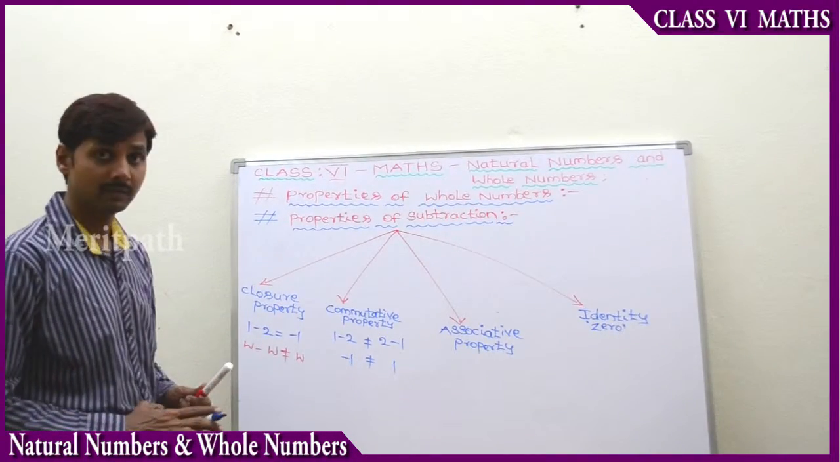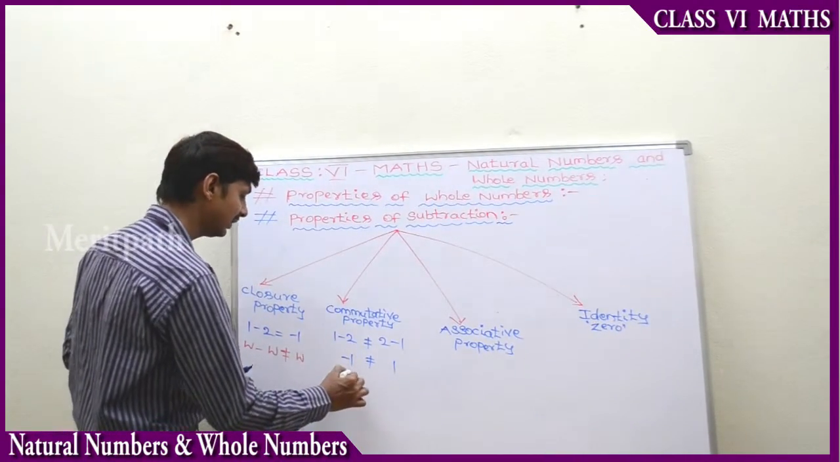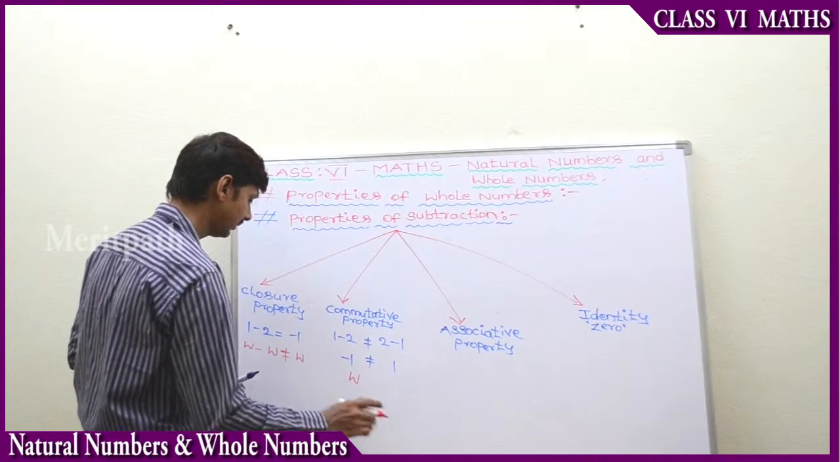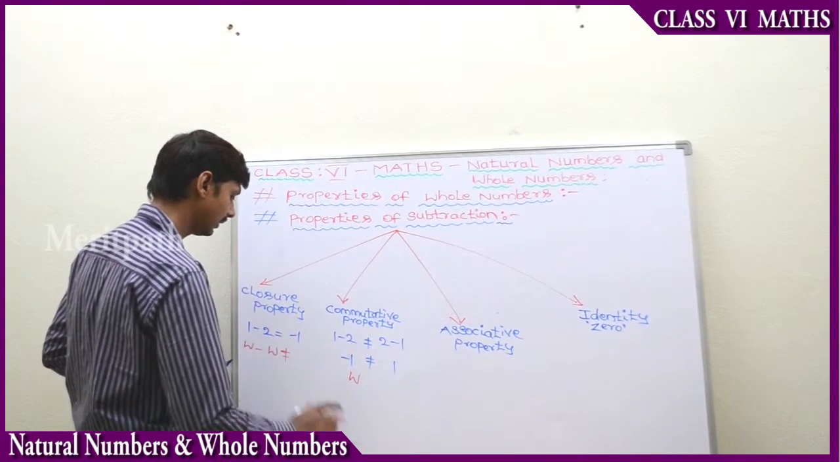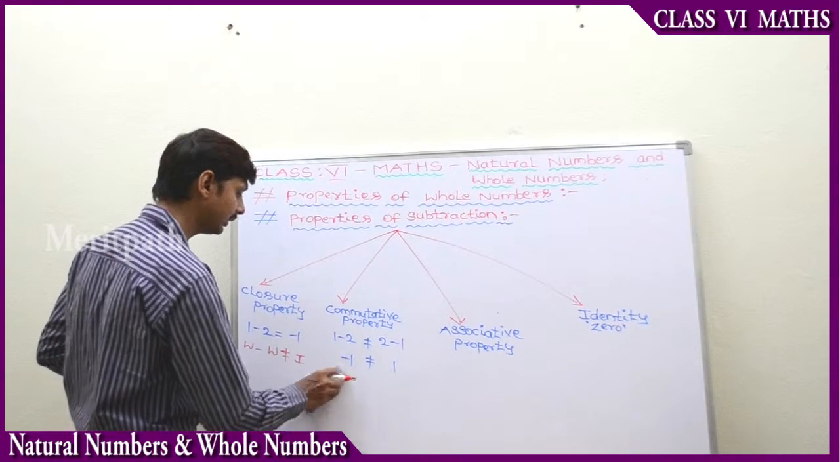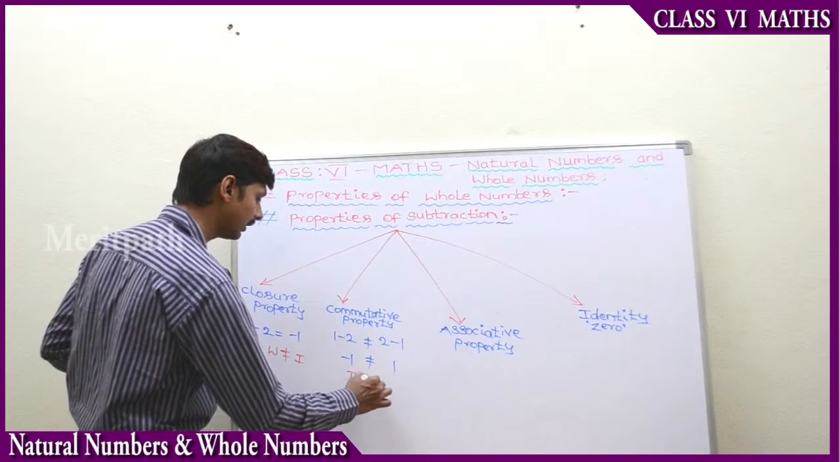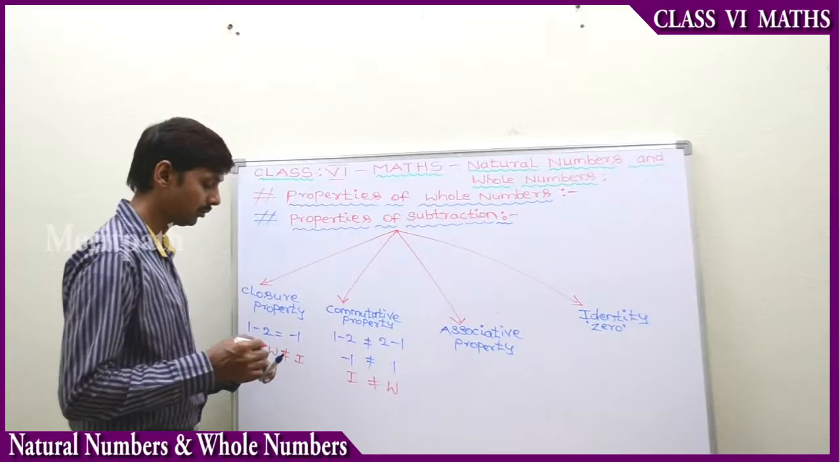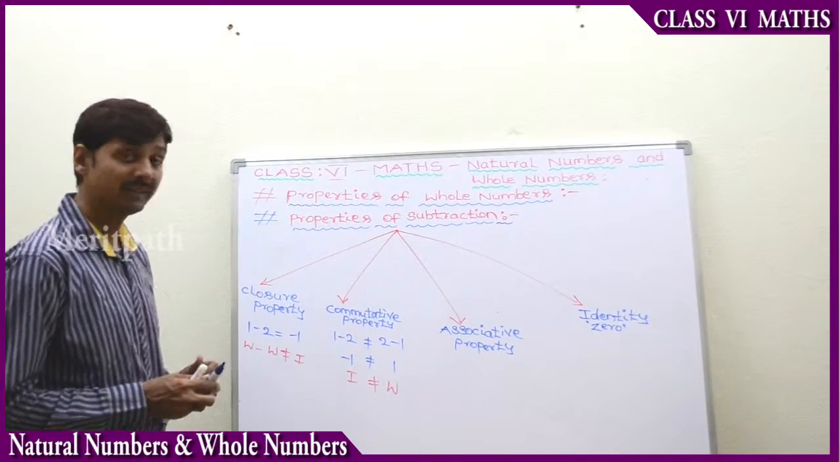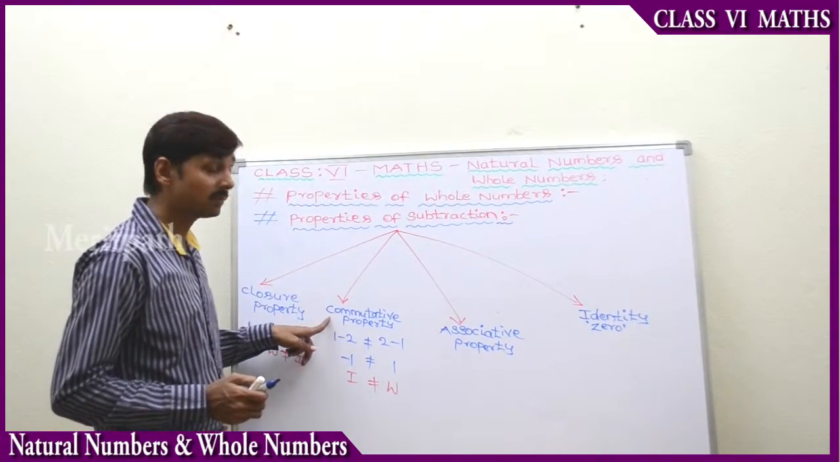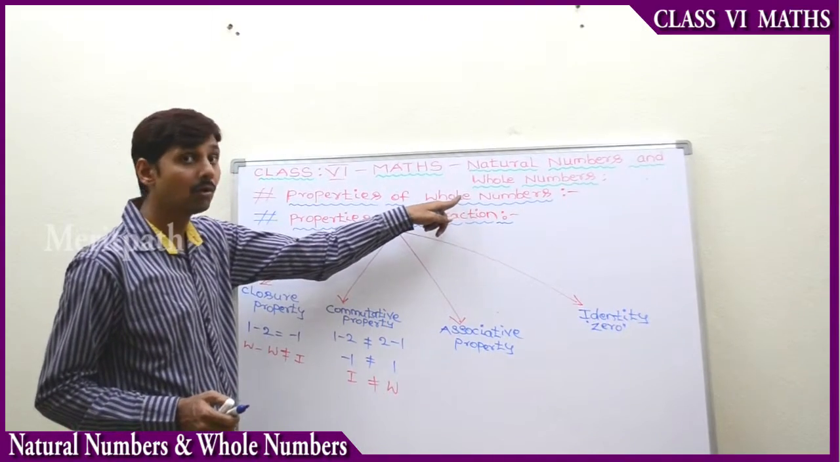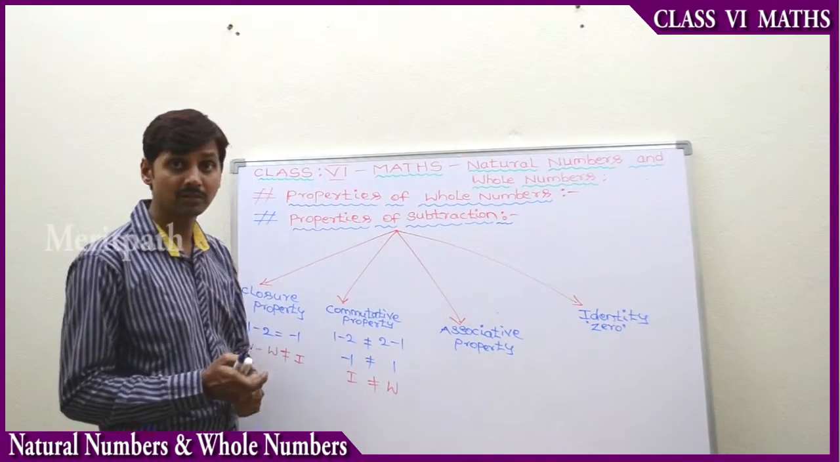So that's the reason. This is an integer, and this is a whole number. These both are different. So what we understood is that the commutative property of subtraction is not applicable for whole numbers. Let's see the associative property.